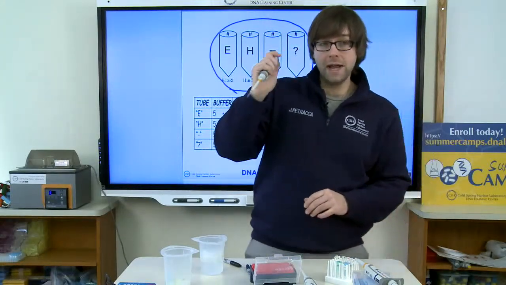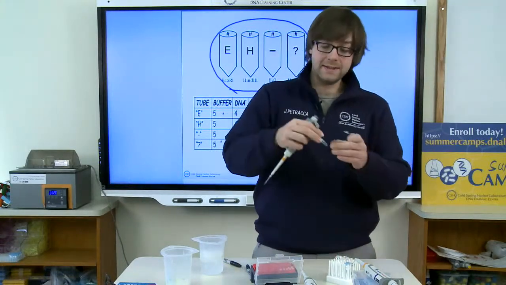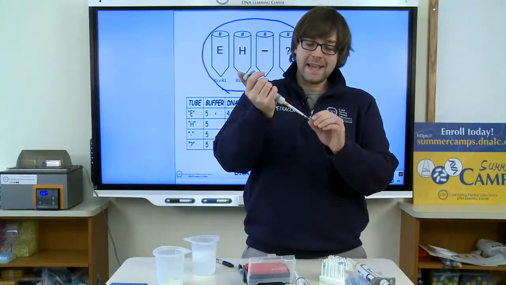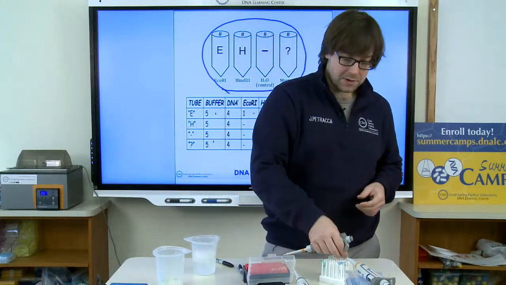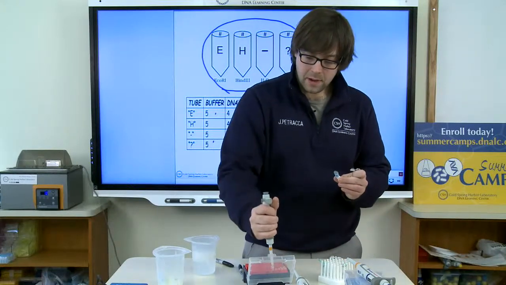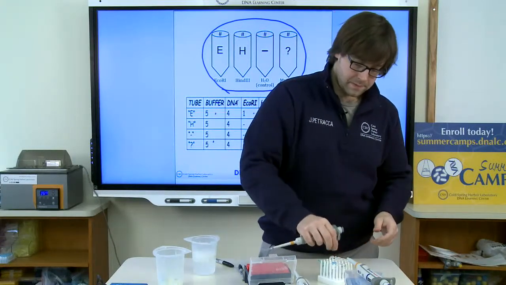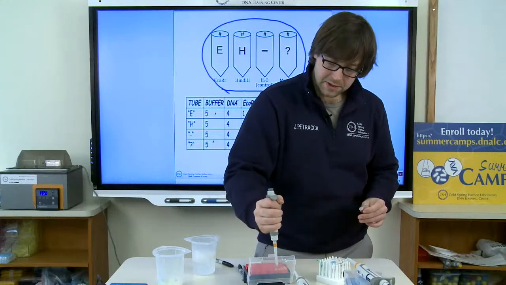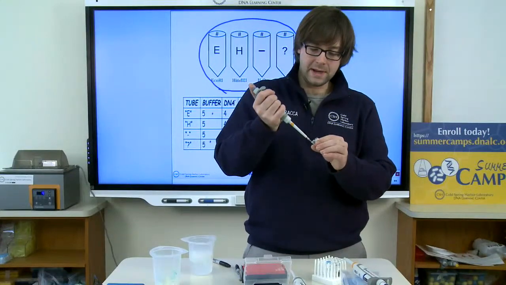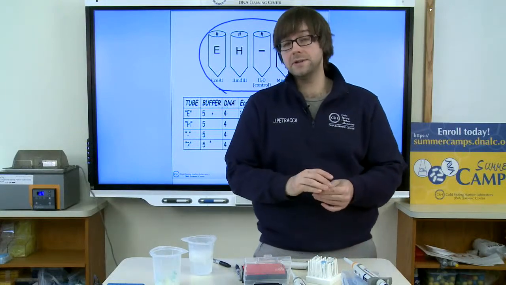But now I'm going to be changing my tips every single time. It's very, very important to change your tips every time once you've started adding enzymes. If even a little bit of enzyme gets into the wrong tube, you're going to wind up contaminating your experiment, and you won't be able to tell what your mystery enzyme is. All right, so I'm adding my water to my control tube. And then I'm adding my mystery to my question mark tube. And we're done.